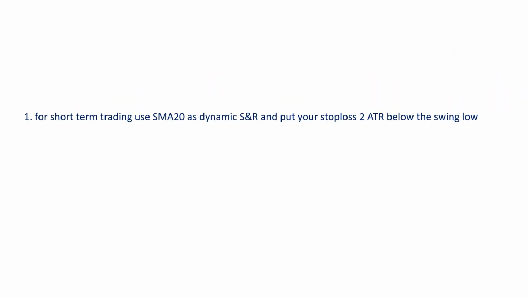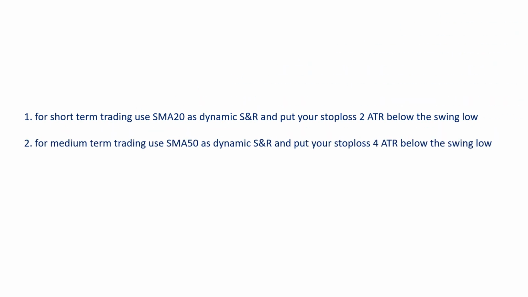Number 1, for short-term trading, use SMA 20 as dynamic support and resistance and put your stop loss 2 ATR below the swing low where the price respects and comes close to the market structure. You can also use pattern information and candlestick formations on H1, M30 and M15 time frames to better time your entry to maximize your profit.